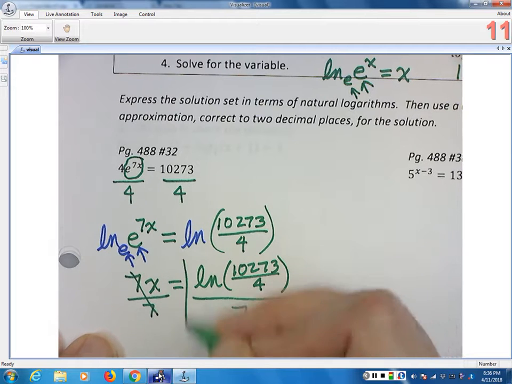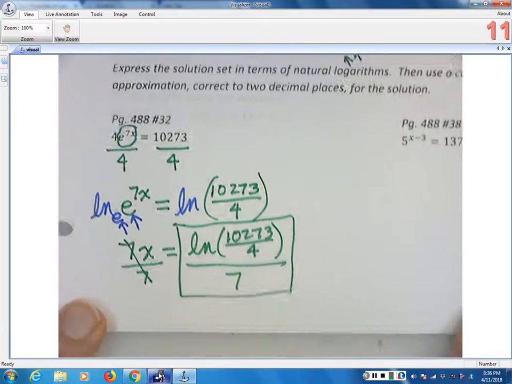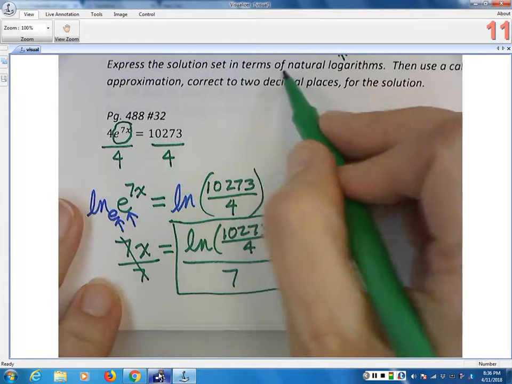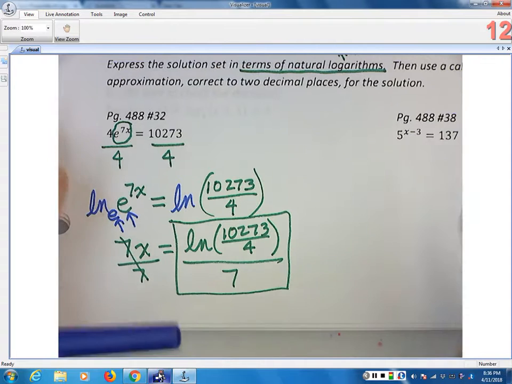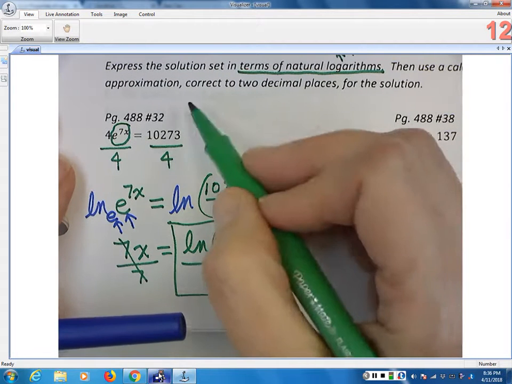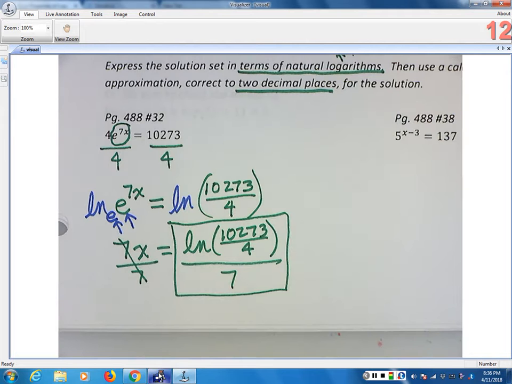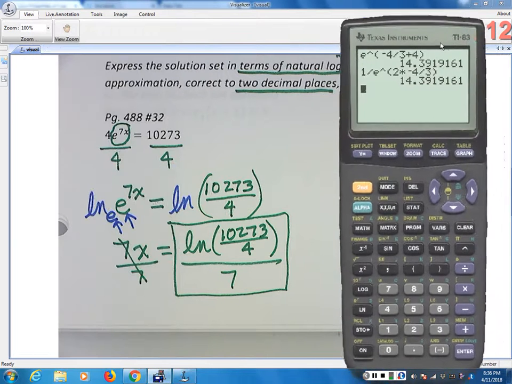So here's what x equals. This is the solution set in terms of natural logarithms. Express the solution set in terms of natural logs. There it is. Also, then use a calculator to obtain a decimal approximation correct to 2 decimal places. So we're going to put this in our calculator and get a decimal approximation of the solution.